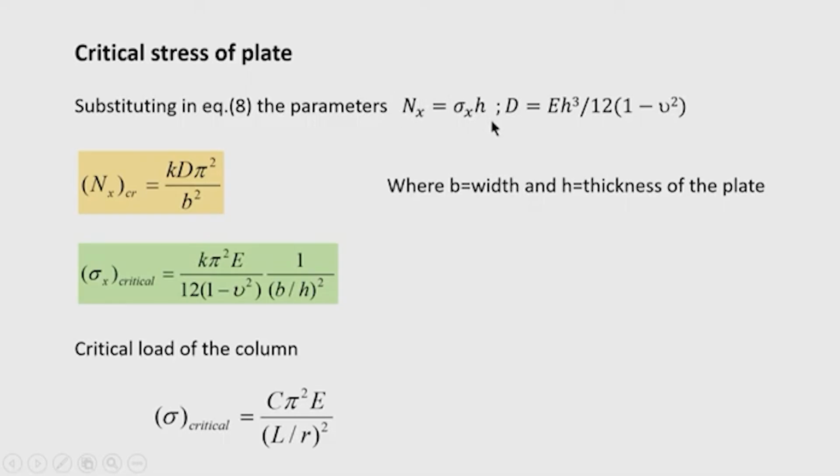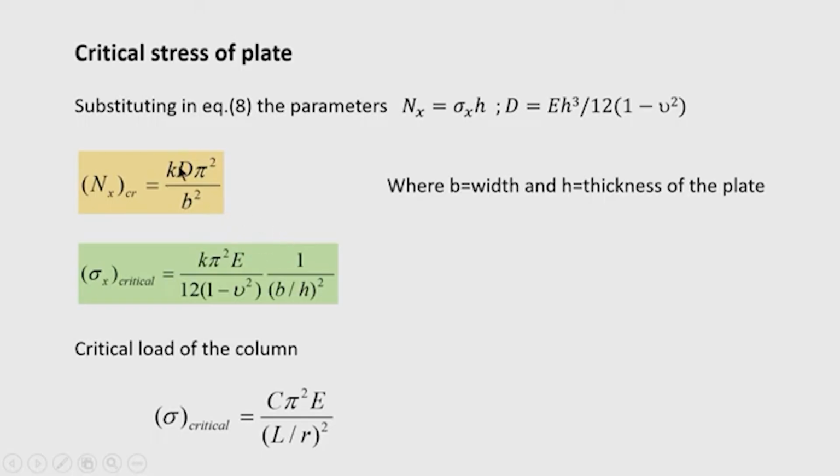Therefore, sigma x, which is the critical stress in the x direction, can be found as sigma x critical equal to k D pi square by b square. Here actually we have to divide it by h.